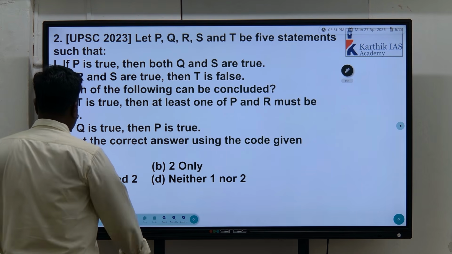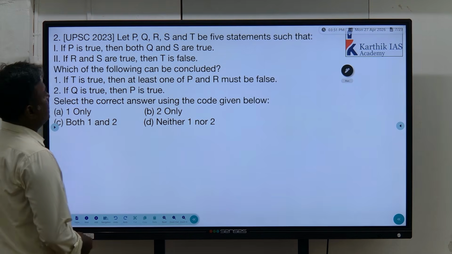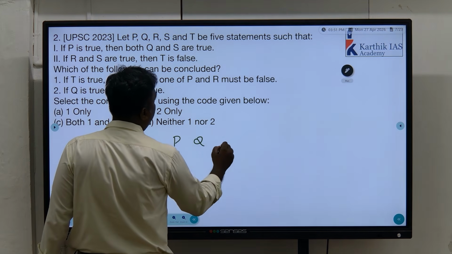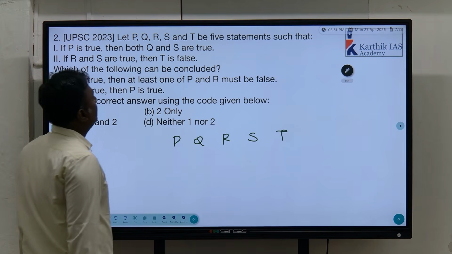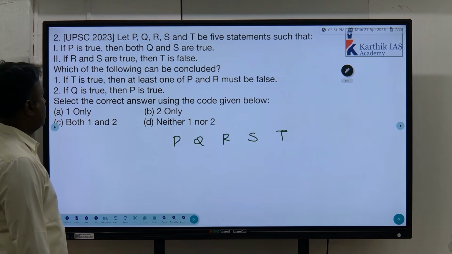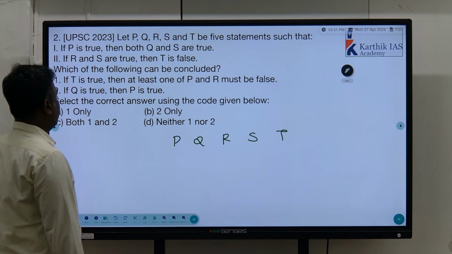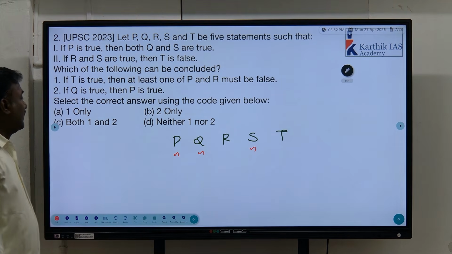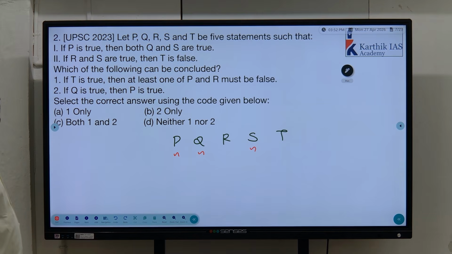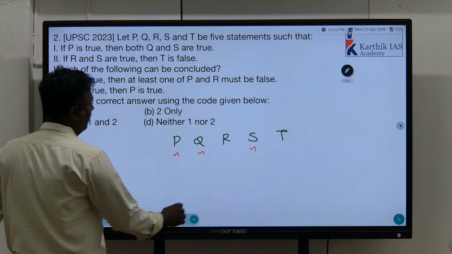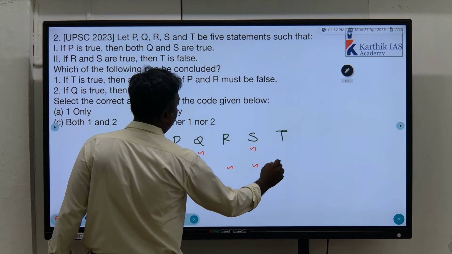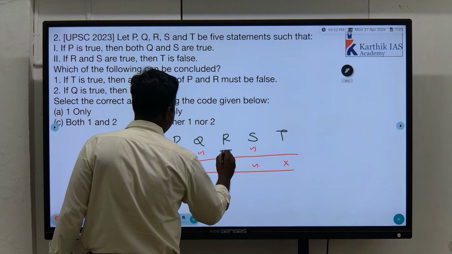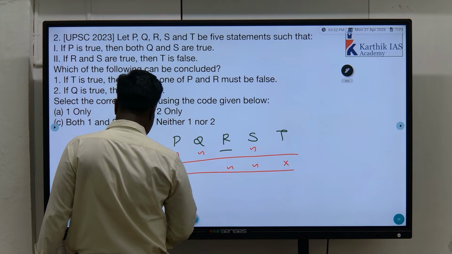Okay. Now, we'll try to understand the question. If P is true, then Q and S must be true. Among P, Q, R, S, T, if P is true, Q and S must be true. But the reverse is not true. Be careful. If R and S are true, understand? R and S are true, then T has to be false.